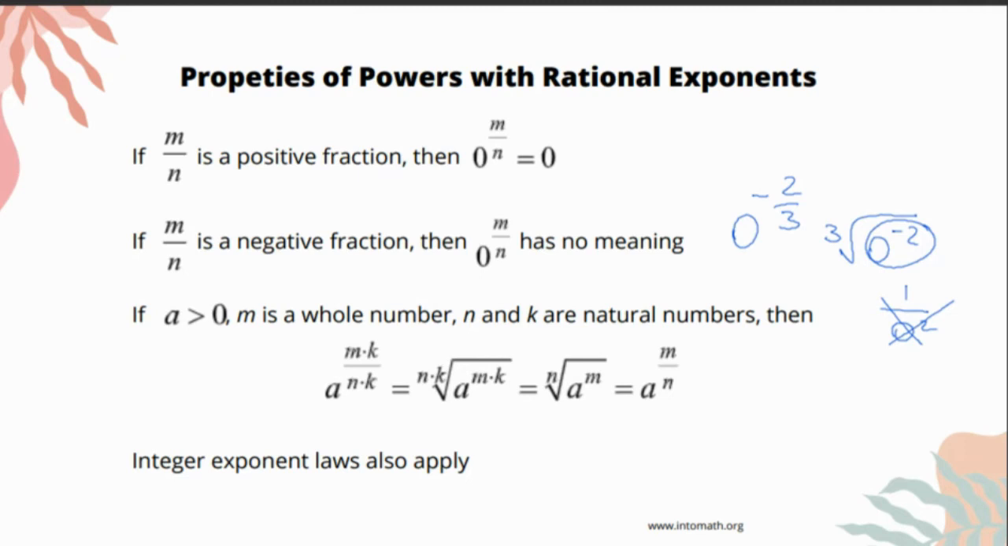So if a is greater than 0, m is a whole number, and n and k are natural numbers, then the following stands. So even if you multiply both parts of your rational exponent by the same number, it just becomes part of that number when it's transformed into a radical form. You also need to remember that integer exponent laws apply to rational exponents.